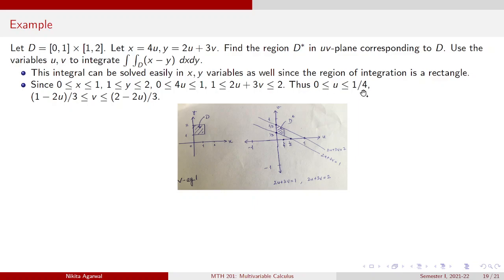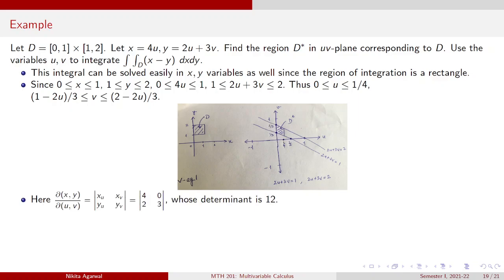Now u lies between 0 and 1 by 4, and then you are going from this line to this line, right? So D star is this shaded region. Take a pause and convince yourself that this is really D star that you get here. So this rectangle gets transformed into this parallelogram in the UV plane.